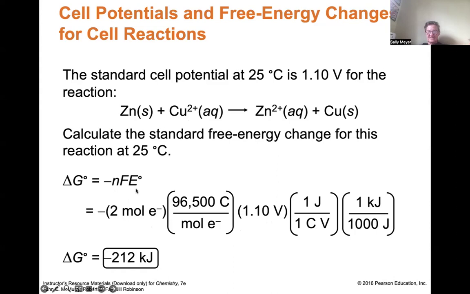Faraday's constant is 96,500 coulombs per mole of electrons, multiplied by the cell potential in volts. And then this is just showing you how the units work out. They're converting the joules, which would be from the coulombs times volts, into kilojoules. So the delta G standard state would be negative 212 kilojoules.